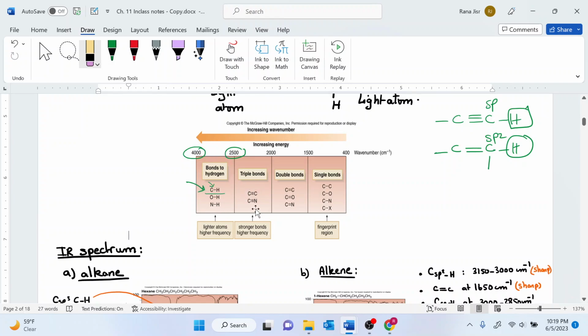Now, triple bonds don't have lighter atoms, so we expect them to vibrate at a lower wave number than lighter atoms, but still they vibrate at a higher wave number compared to a double bond, compared to single bonds. Single bonds do vibrate in the fingerprint region.